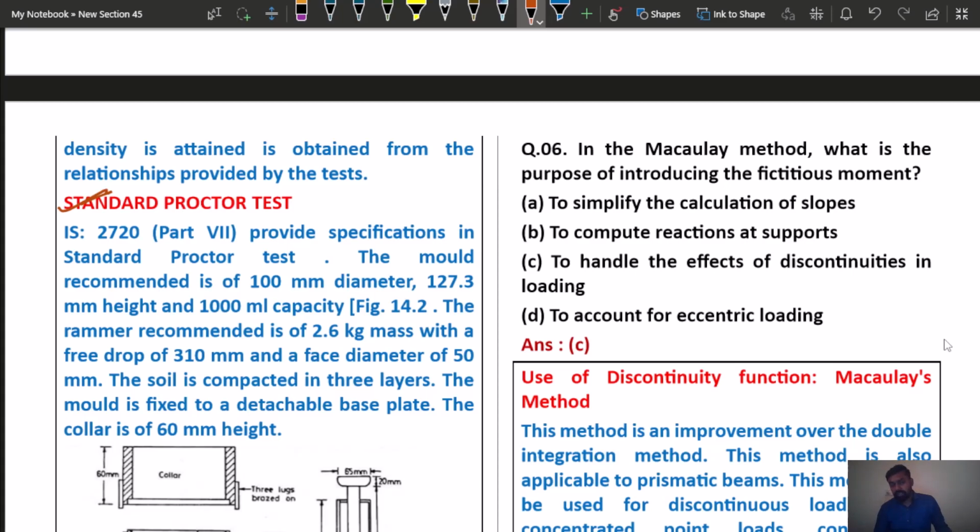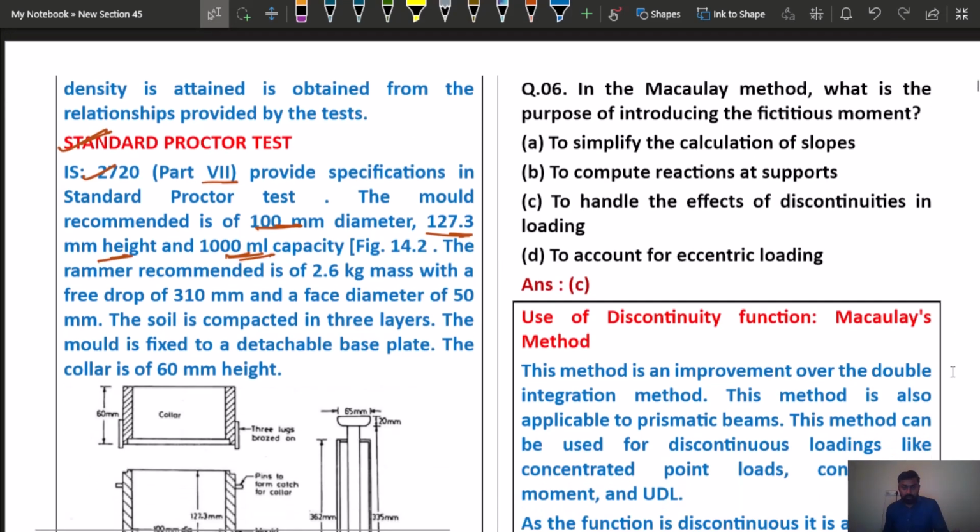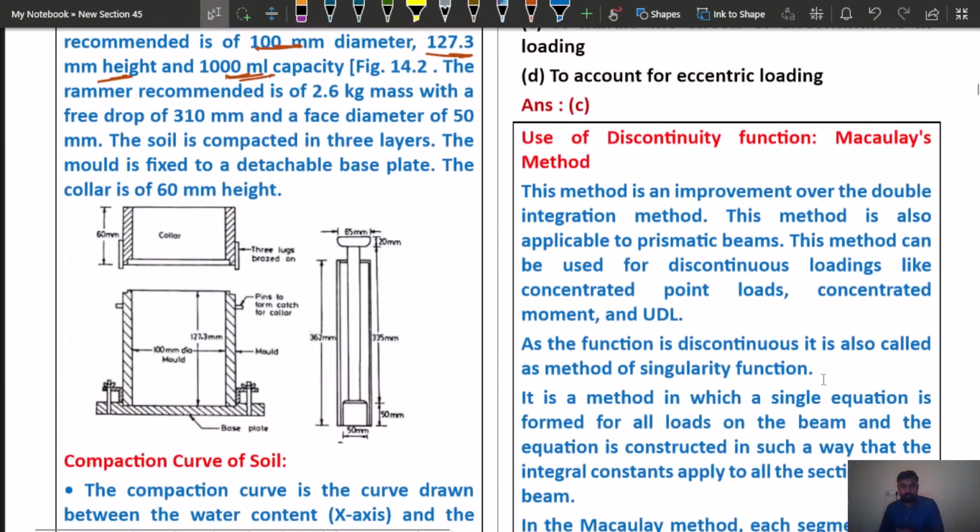If you're talking about the standard Proctor test, the specifications are given in IS 2720 part 7. Okay, these are the specifications. The mold recommended is 100 mm diameter, 127.3 mm height and 1000 ml capacity. For compacting, rammers are used. The rammer recommended is 2.6 kg mass with a free drop of 310 mm and face diameter of 50 mm. Okay, the soil is compacted in 3 layers.